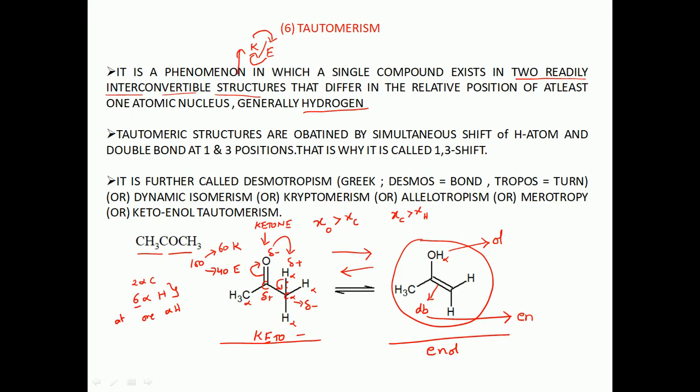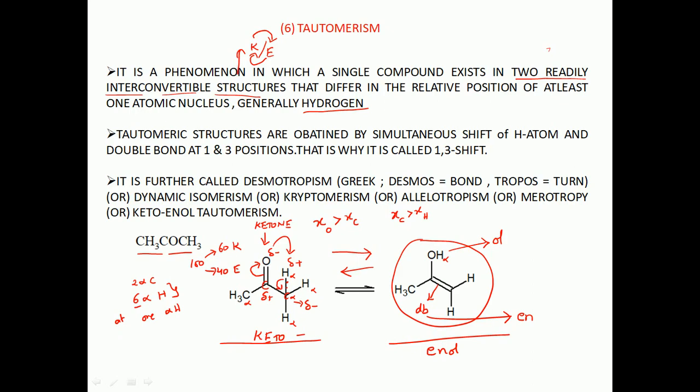So what is the difference between the ketone structure and enol structure? The difference is the hydrogen. In ketone structure, the hydrogen was present on the alpha carbon atom. In enol structure, that hydrogen is present on the oxygen atom. Okay, let me again retain this point. So what is the tautomerism? Tautomerism is a phenomenon in which a single compound exists in two readily interconvertible structures that differ in the relative position of at least one atomic nucleus. Generally it is a hydrogen.